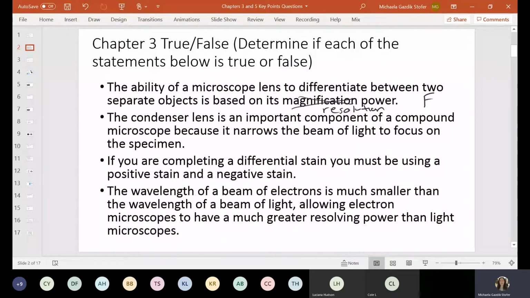Okay, the second question has to do with parts of the microscope itself, which is typically easier when you have a face-to-face lab because it means you have used the microscope. I'm going to focus a little more on the microscope this semester than I typically do in lecture, just because you don't get to really use it in lab this semester. So this one says the condenser lens is an important component of a compound microscope because it narrows the beam of light to focus on the specimen. What do you think, true or false?